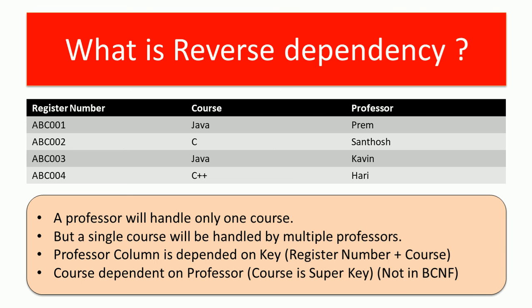Whether it is possible? And yes, it is possible, because a professor will handle only one course. If I give a professor name, definitely he must be handling a single subject, so that subject name can be returned. But a single course will be handled by multiple professors. For example, with 120 students, two professors will be handling that 120 strength. So with these two questions, if I give a course name, I cannot get a single professor name. So the professor column is not dependent on the course column.